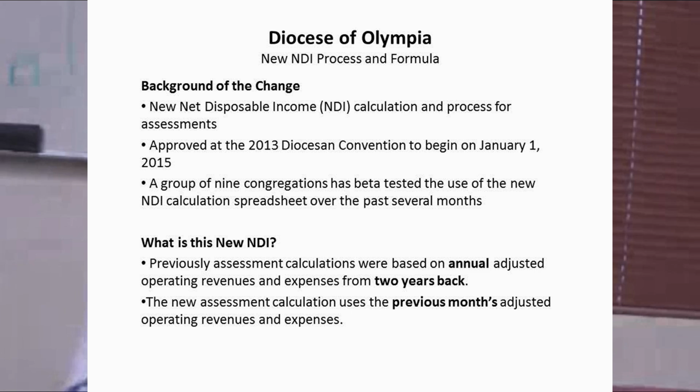So what is this new NDI? As I said, previously we calculated the assessment on annual adjusted operating revenues and expenses from 2 years back. And the new one uses the previous month's adjusted operating revenues and expenses, virtually the same ones that we were using before. There's actually a couple of improvements, but I'll tell you about those in a little bit.